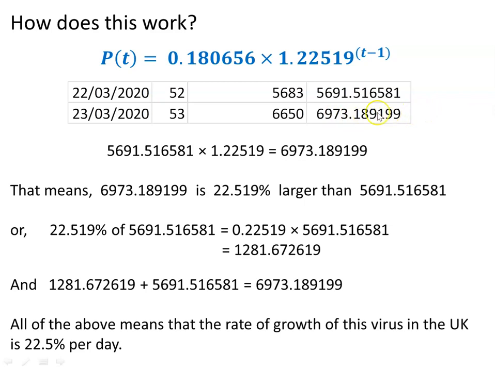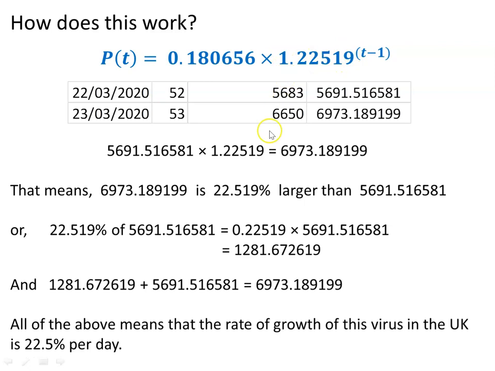And day 53, they're at 6,650 actual cases, but this model predicted 6,973.189199. So this column here is given to us by substituting in this day value here. This is the T column, and it substituted in here, and then this equation predicts the total number of people who should be infected. And what it turns out the meaning of this decimal is, is what we're going to look at now.